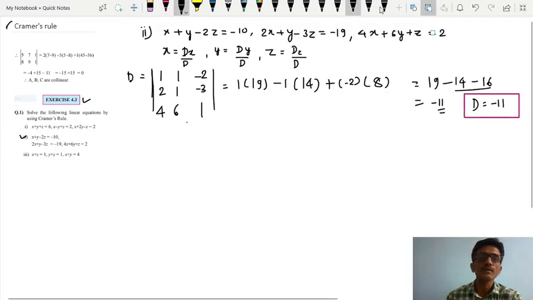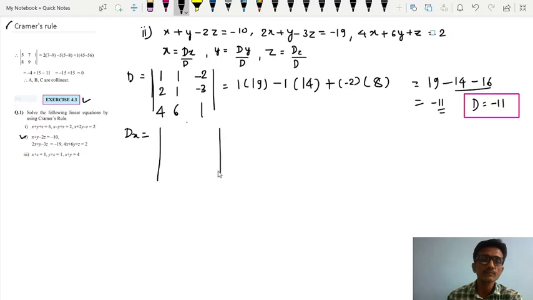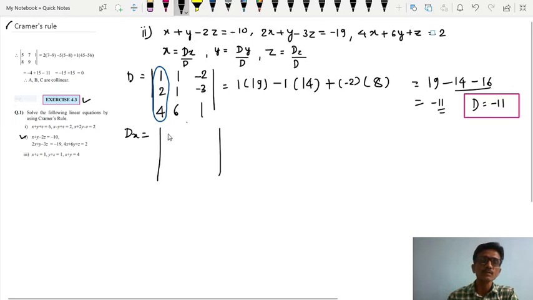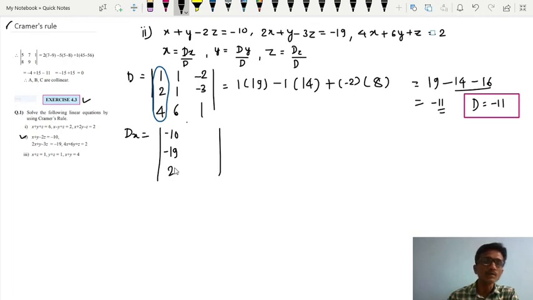Now we find dx. So let's find dx. In dx, what do we do? dx is obtained from d by replacing coefficients of x by constants. So these coefficients we replace by the constant terms. What are the constant terms? Minus 10, minus 19 and 2 are the constant terms, the right hand side numbers.